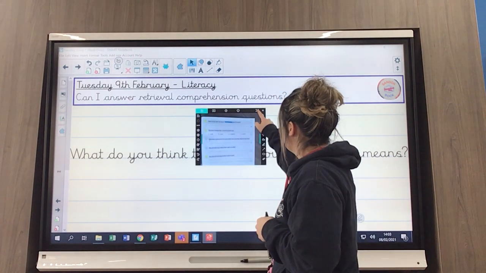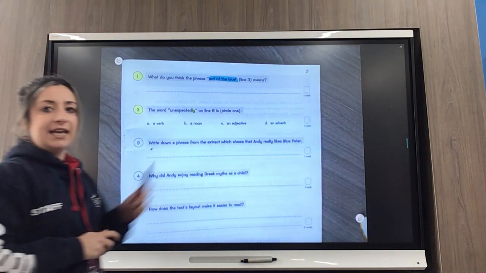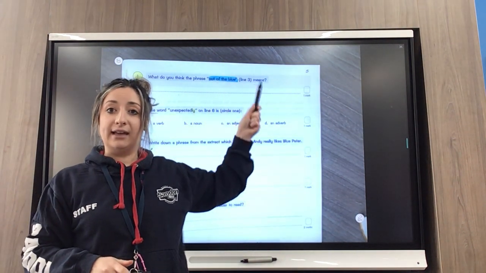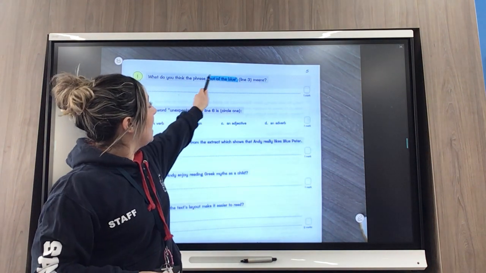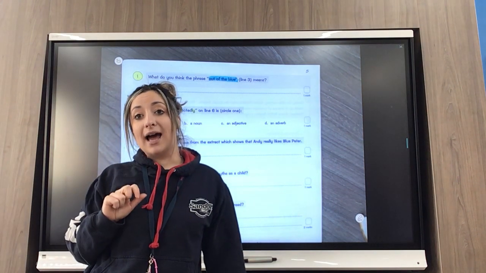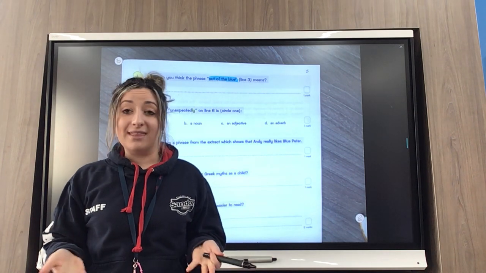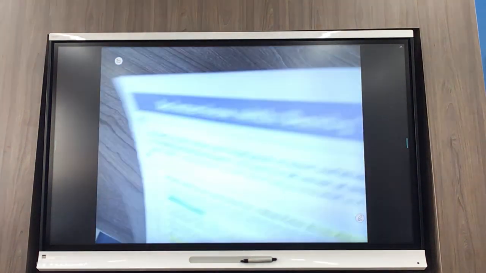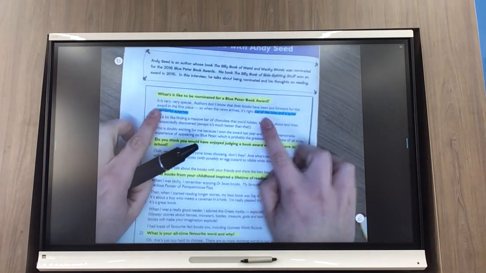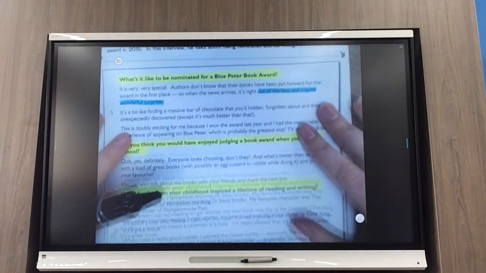So underneath in my visualiser, we've got, what do you think the phrase out of the blue in line 3 means? Now I've actually highlighted it in blue here. Quite ironic that I've highlighted it in the colour blue, but I have highlighted out of the blue, and I've also highlighted where it shows me in the text in the same colour, so it's easy for you to see at home where the answers are in the text. So if we look at out of the blue, it says that it's in line 3, doesn't it? So I'm going to go to line 3, and you can see in blue here, I'll zoom in, you can see where I've highlighted at home.